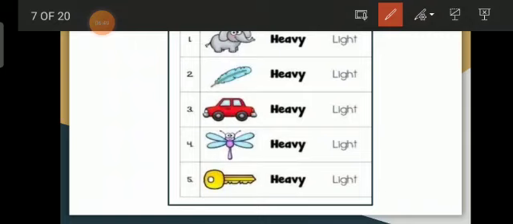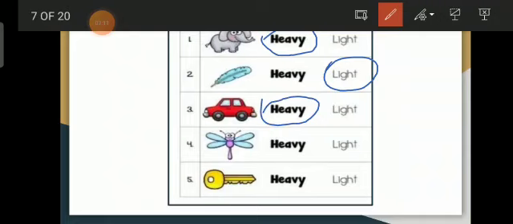Elephant is heavy or light? Yes, heavy. I have circled it. Feather is heavy or light? Light. Car is a heavy object or a light object? Heavy. Butterfly is heavy or light? Light. Key is heavy or light? It can be heavy.